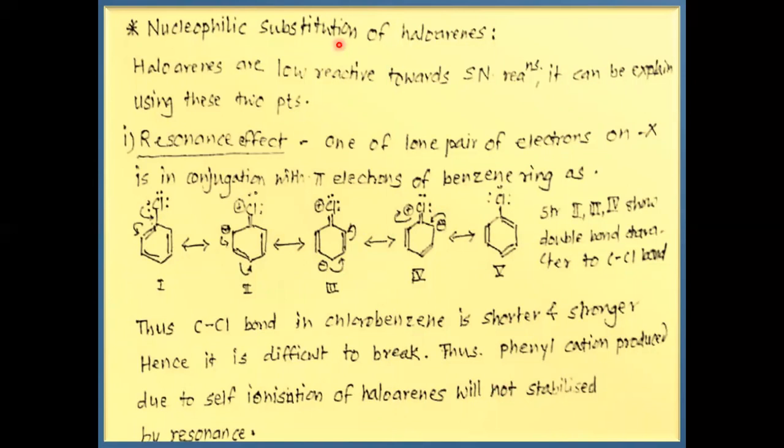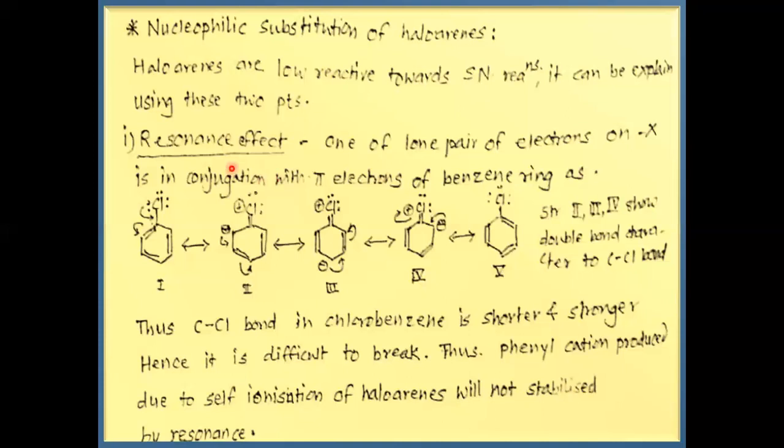Nucleophilic substitution of haloarenes. Next is nucleophilic substitution of haloarenes. Haloarenes are low reactive towards nucleophilic substitution reactions. It can be explained using 2 points. First is the resonance effect. One of the lone pairs of electrons on halogen is in conjugation with the pi electrons of the benzene ring.